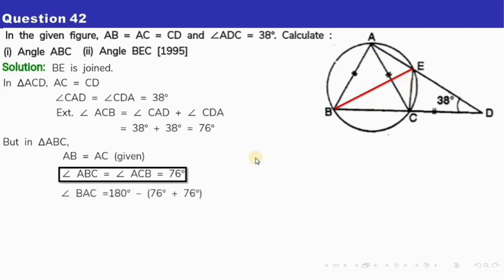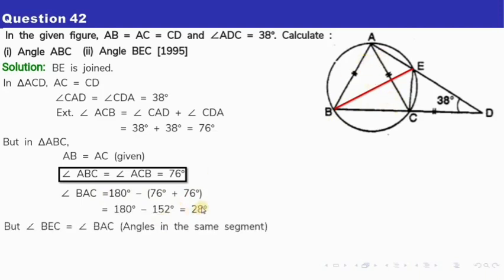We can find BAC, because we know ABC and we know ACB. If we know this and this, we know this one, using the fact that the sum of the interior angles of a triangle is 180 degrees. So BAC equals 180 minus 76 plus 76. I am removing these two from 180 to get this angle. So this angle turns out to be 28 degrees. Now BEC and BAC are both angles in the same segment, and BAC is 28 degrees, so BEC will also be equal to 28 degrees. So this will be the last problem for the day. Thank you very much.